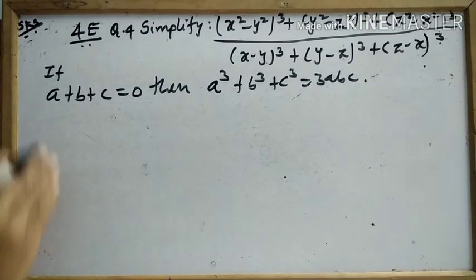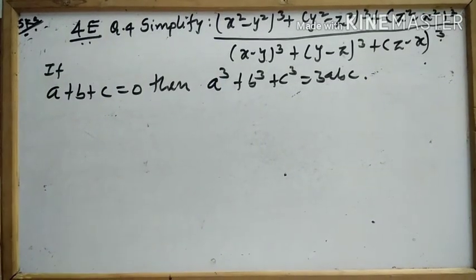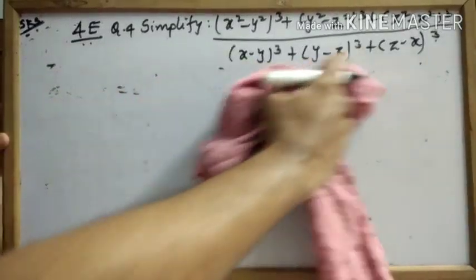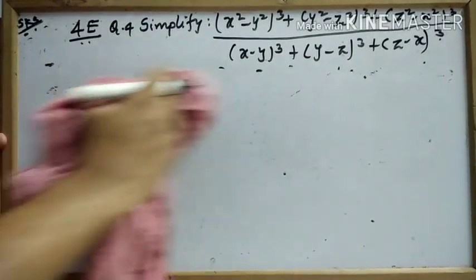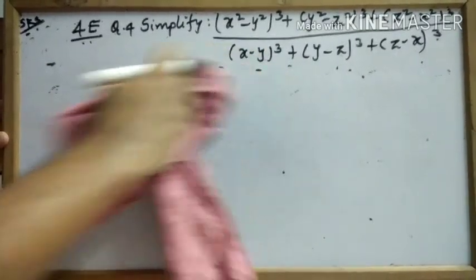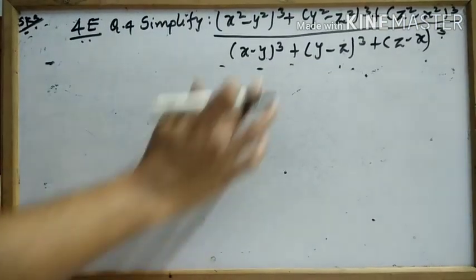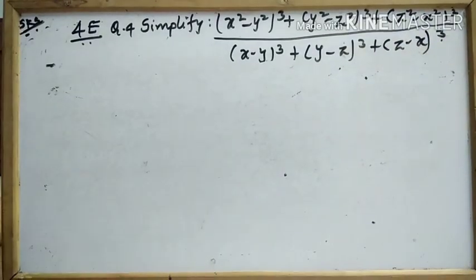Now, why am I just recalling this? Because I am going to apply this particular concept in the numerator as well as the denominator. Fine, you see the numerator is huge: (x square minus y square) the whole cube plus (y square minus z square) the whole cube plus (z square minus x square) the whole cube, whole divided by (x minus y) the whole cube, (y minus z) the whole cube, and (z minus x) the whole cube.